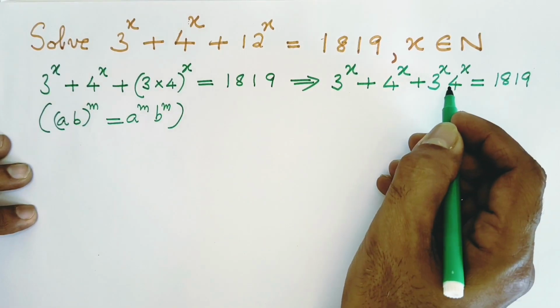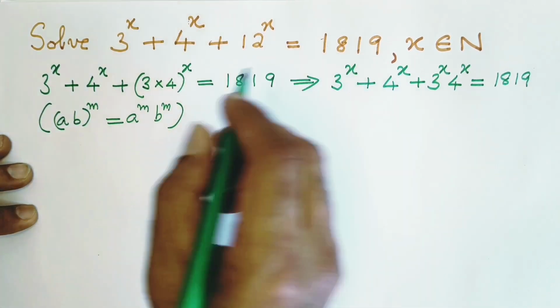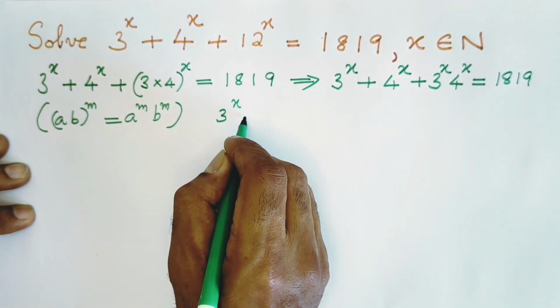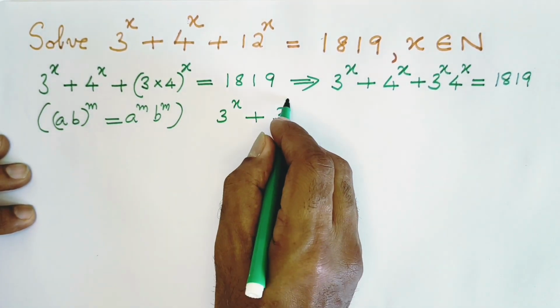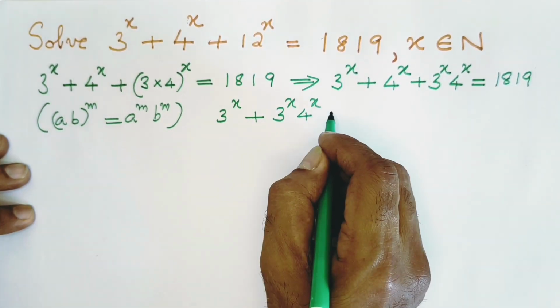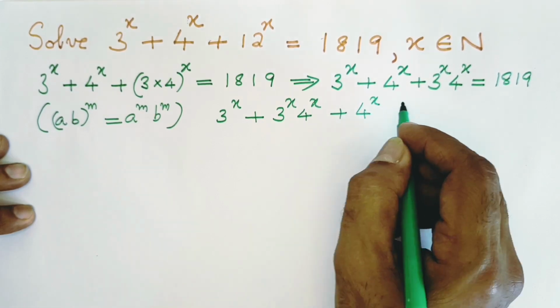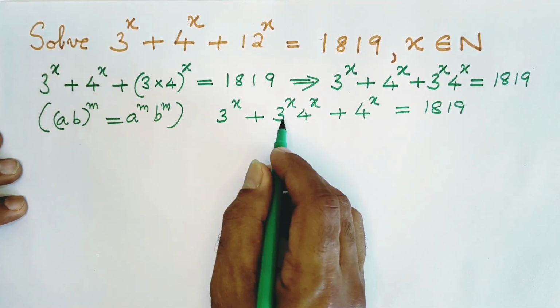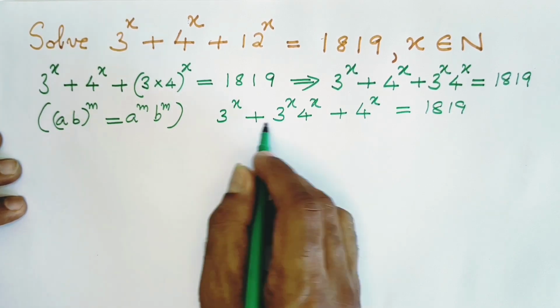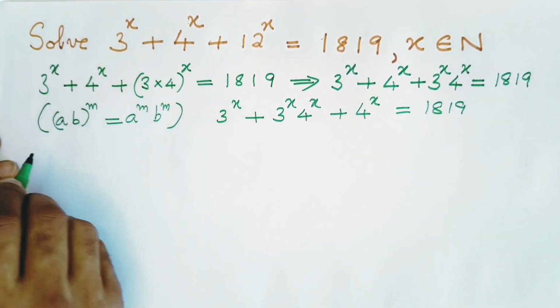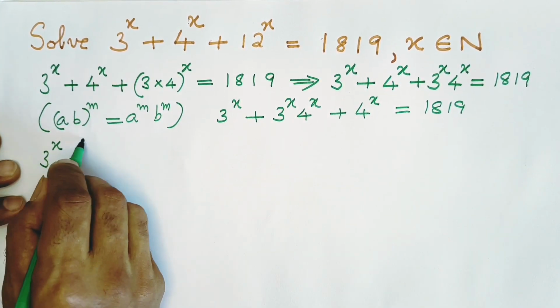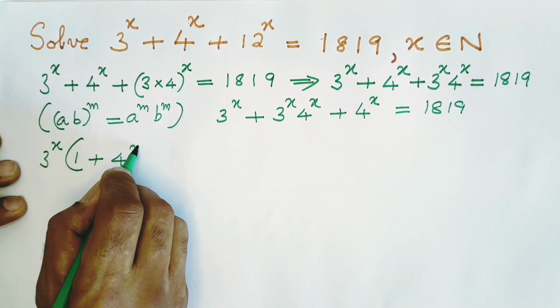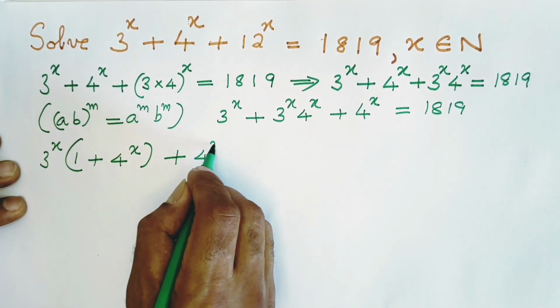Now in this equation, let me write the third term as the second one, and you will have 3 to the power of x plus 3 to the power of x, 4 to the power of x plus 4 to the power of x equals 1819. Look at these two terms. You can see 3 to the power of x being common. So let me factor it out. You will have 3 to the power of x. Here you have 1. In the second term 4 to the power of x plus the other term as it is.